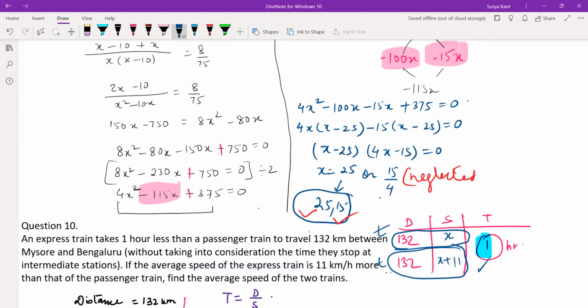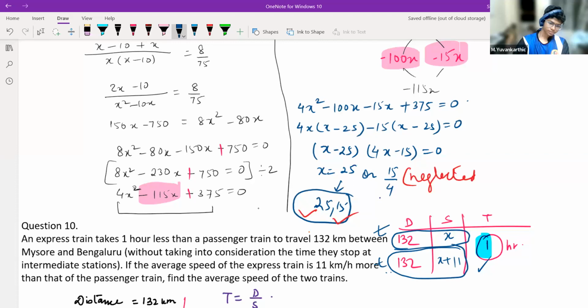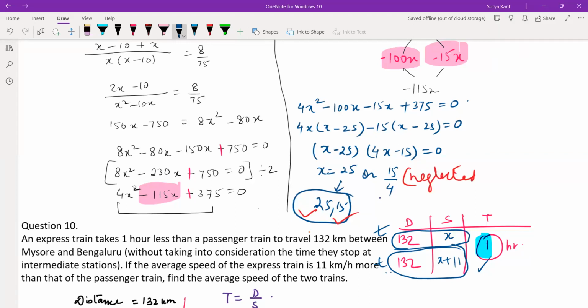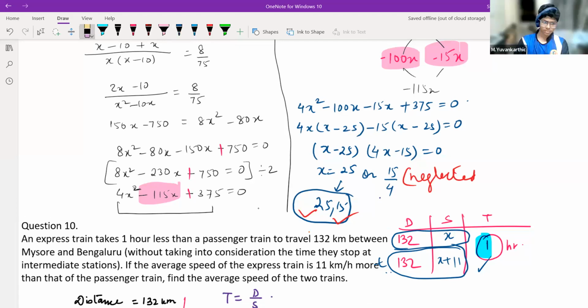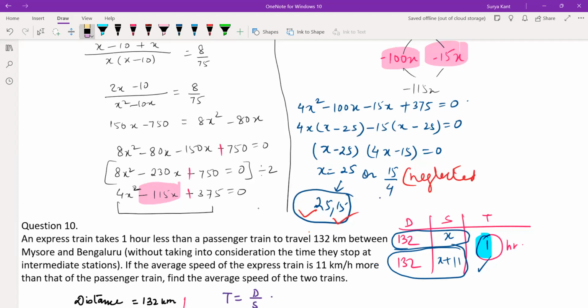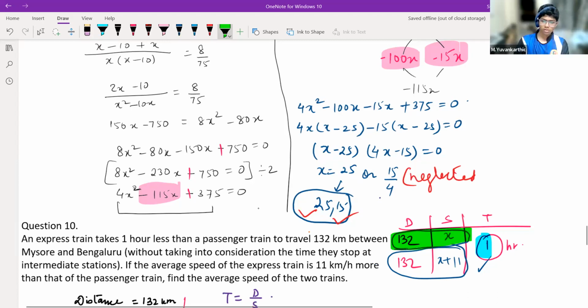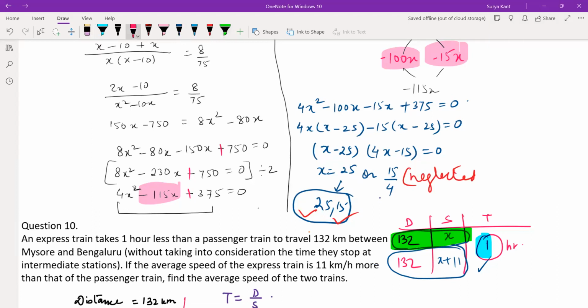That's all. Yes, sir. So which will take more time, passenger or express? Express. Express train will take more time. Sir, passenger. Passenger train. So this is the time taken by the passenger train if you do it. Oh, sir, okay, okay. So express is x plus 11. So write the passenger train first because it's taking a long time.